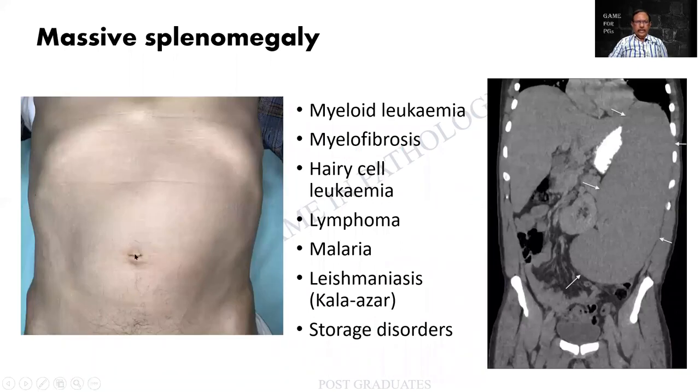So look at this. There is the umbilicus, and I find that there is a swelling from the left region crossing the umbilicus, and it can be palpated in the right iliac fossa, and it is made out by means of the sharp borders. If you are lucky, you may be able to palpate a notch. So the causes are here. Again, a radiological picture of the same, crossing the umbilicus, going into the right iliac region. Myeloid leukemia, myelofibrosis, hairy cell leukemia, lymphoma, malaria, Kala-Azar, storage disorders, as we had seen earlier. Chronic venous congestion, fairly a good answer.